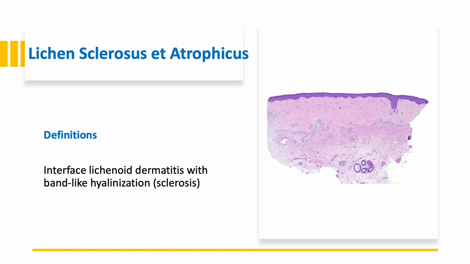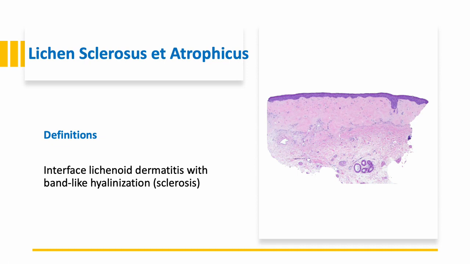And the next condition is an inflammatory condition. We will demonstrate one of the most important inflammatory conditions in the penis. It's lichen sclerosus et atrophicus, and from the name of this condition we can understand the histologic feature. Lichen refers to lichenoid-like inflammation. Sclerosis means it has some sclerotic changes. Atrophicus means it has some atrophic changes. So it's a lichenoid inflammatory condition with sclerosis and atrophy.